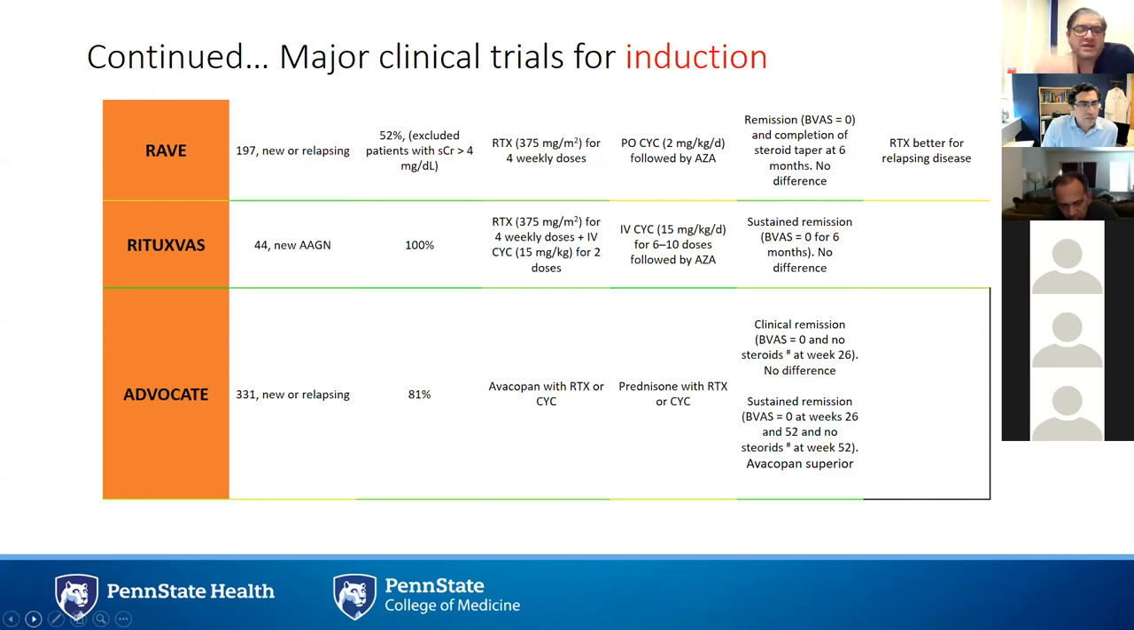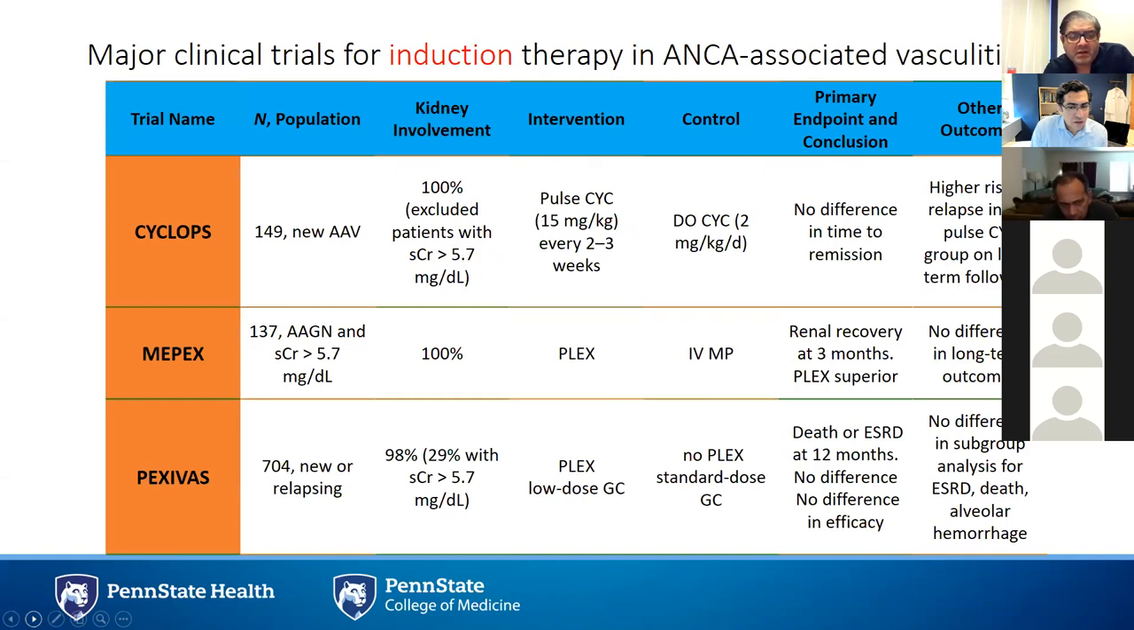Say that again, Aurangzeb. In PEXIVAS, there wasn't any use of cyclophosphamide or rituximab. In PEXIVAS, there was only plasma apheresis versus no plasma apheresis. No, there was standard treatment, and plasma apheresis was added on or not. We stopped doing that kind of stuff after Tuskegee.